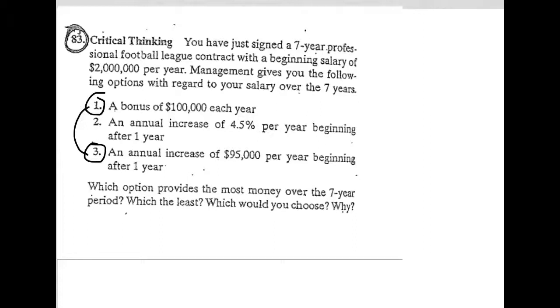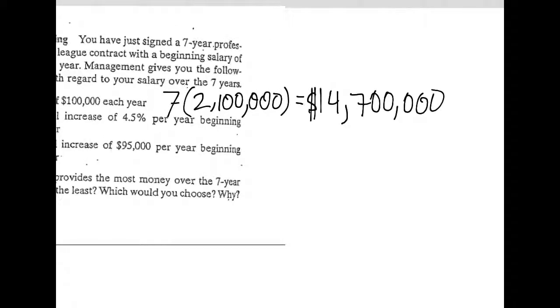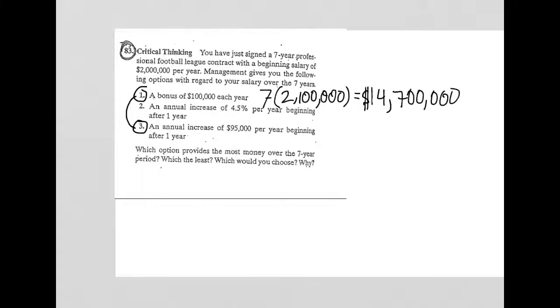each year. And so, if we want to know how much we've made over the 7 years, all we need to take is the salary, the $2 million, plus the $100,000 bonus that you're guaranteed every year to get $2,100,000 each year for 7 years. Just multiply it by 7 to get your answer, which will give you a total of $14,700,000 if you choose option 1. All right, well, what about option 2?